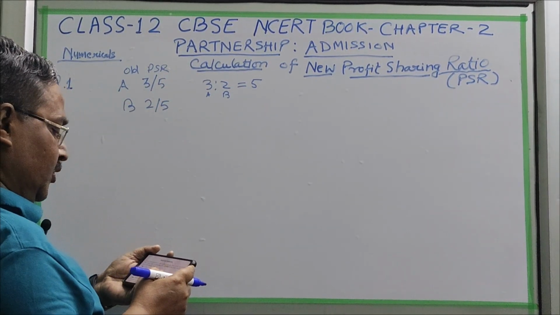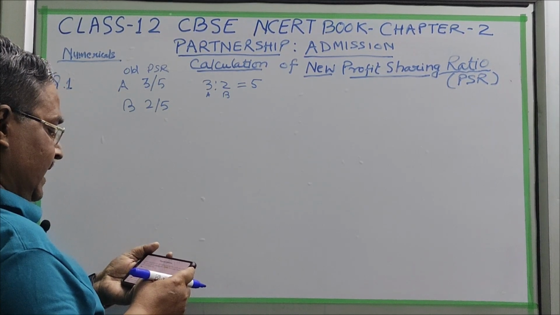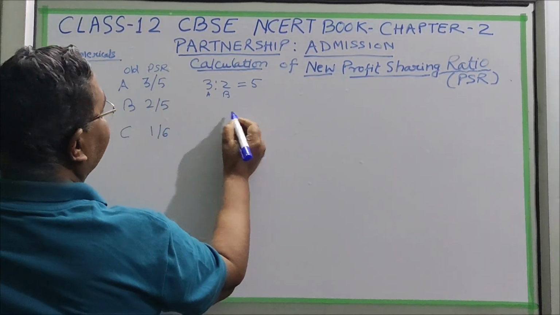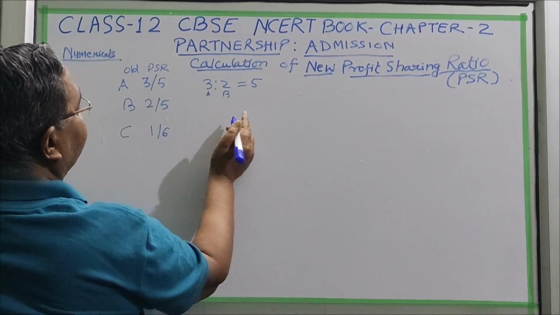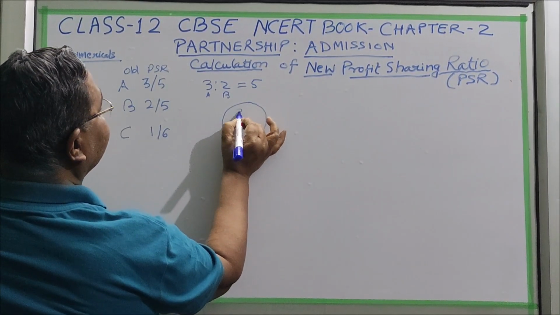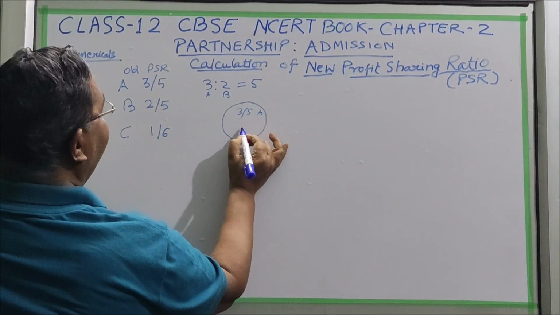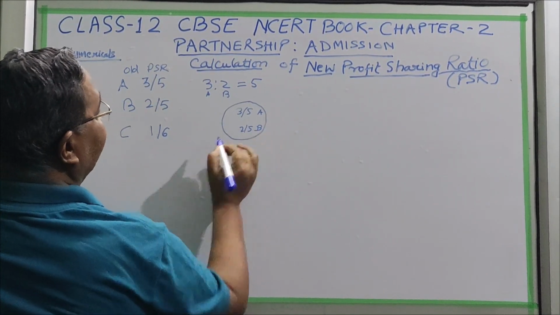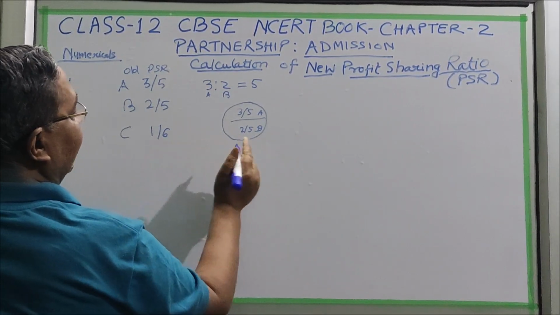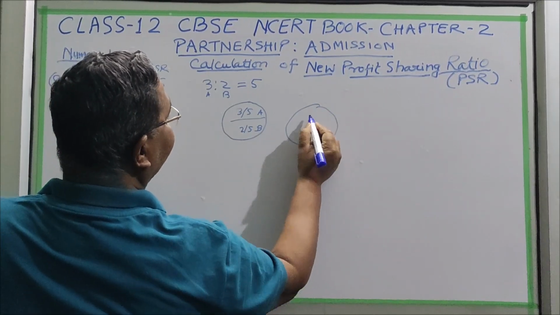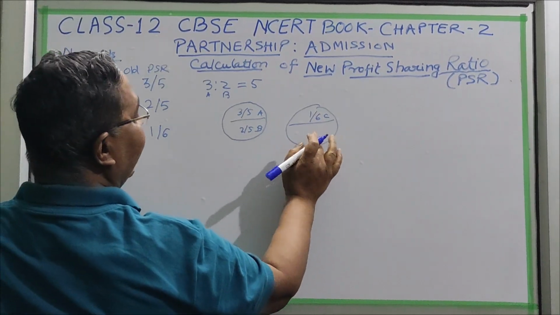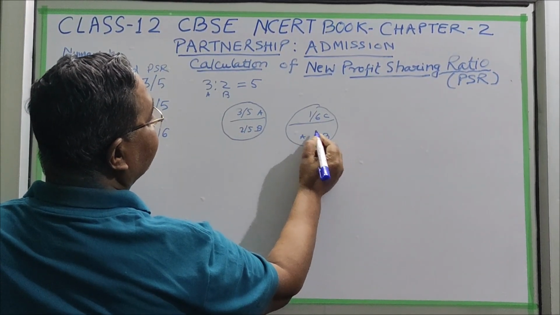So they have admitted a new partner C for 1 upon 6. You see, when in fraction or in ratio we talk about one profit, previously it had 5 parts, and 3 upon 5 part was A's and 2 upon 5 part was B's. This was the profit they were sharing. So when C comes, what happens? C gets 1 upon 6. Naturally, A and B will remain here.